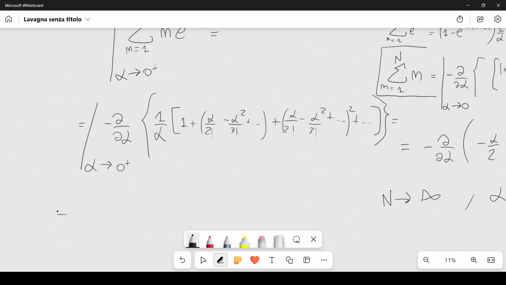So let me rewrite it like this: minus the derivative with respect to alpha. Then we have 1 over alpha. Then we have plus 1 over 2 factorial, which is 1 over 2, from here and here. Then we have minus alpha over 3 factorial. And if we consider these terms in here, remember that this will give higher order terms because, for example, here we have a term proportional to alpha cubed. When we divide by alpha, we have a term proportional to alpha squared.